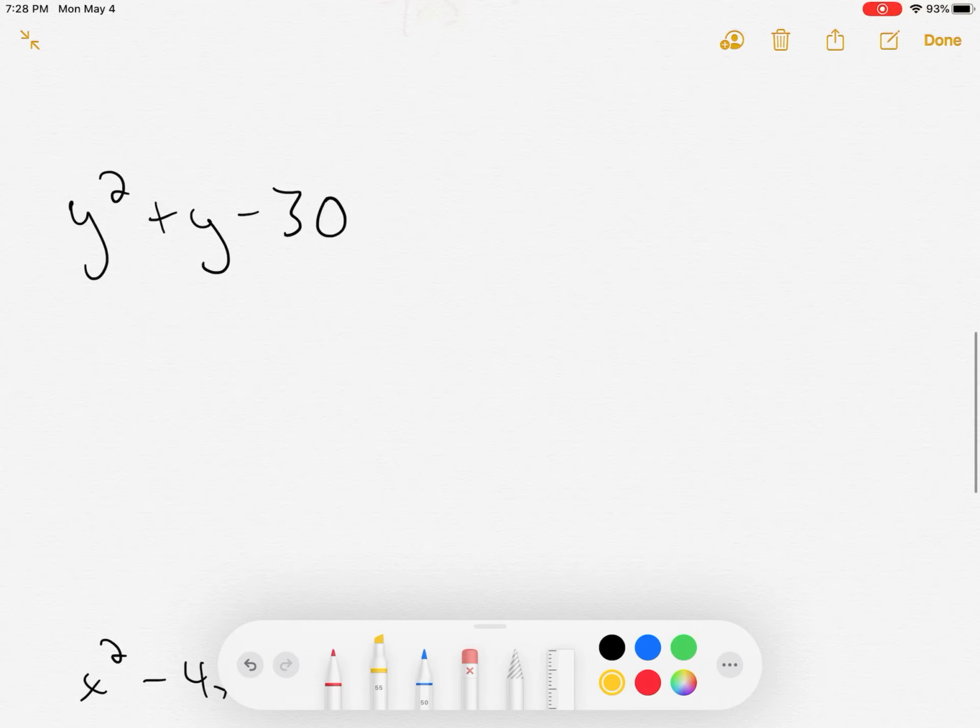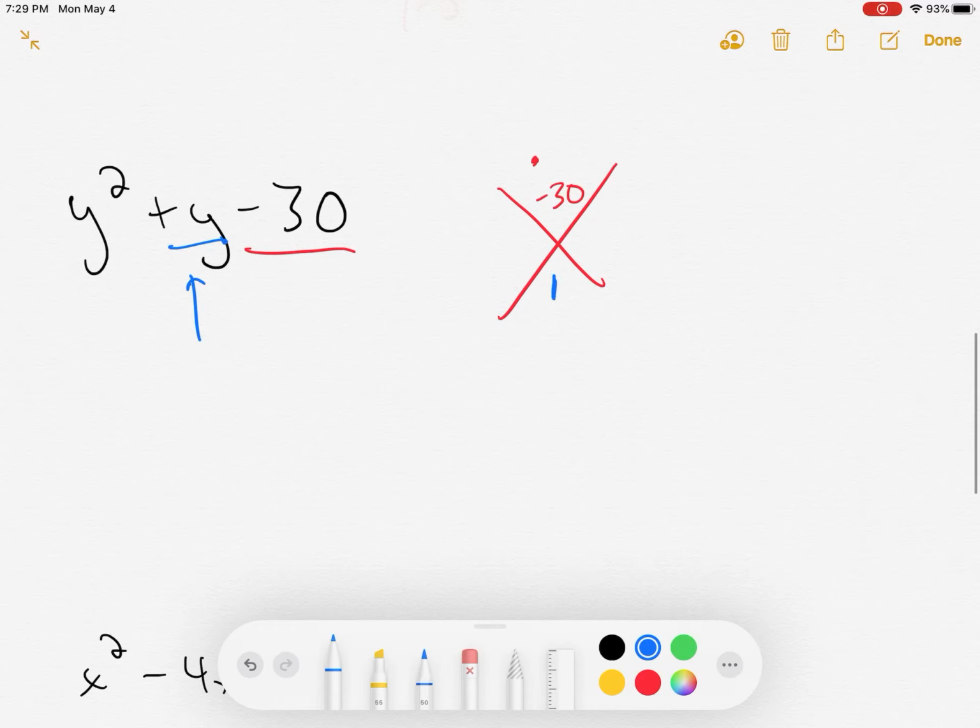Okay, let's try the next one. y squared plus y minus 30. So we're looking for numbers that multiply to negative 30. We're looking for numbers that add to, what number is there? There's not a number there. Now remember, if there's no number, no coefficient attached to our variable, if there's no number in front of our letter, it's really a 1 right there. So we want them to add to 1 and multiply to negative 30.